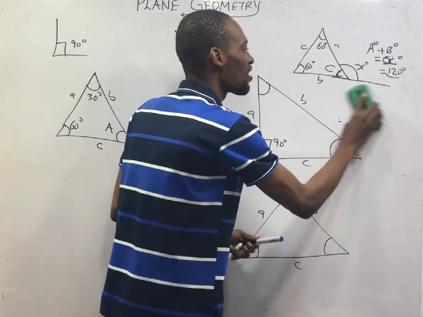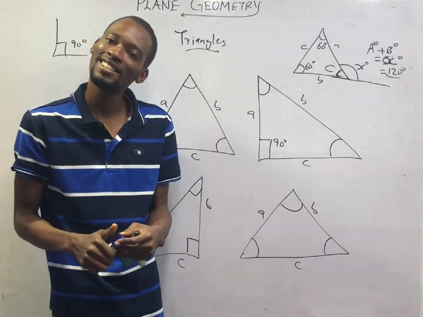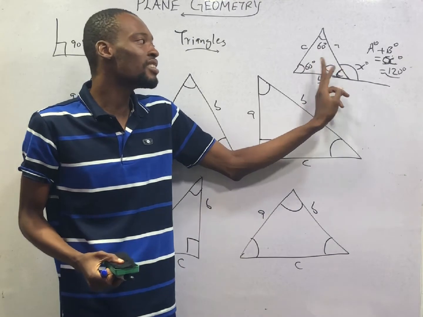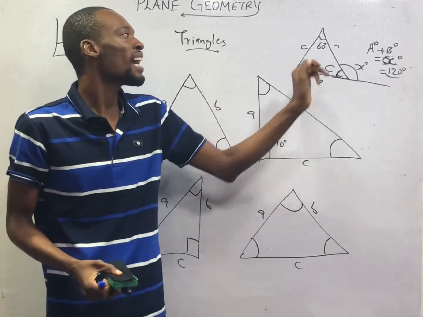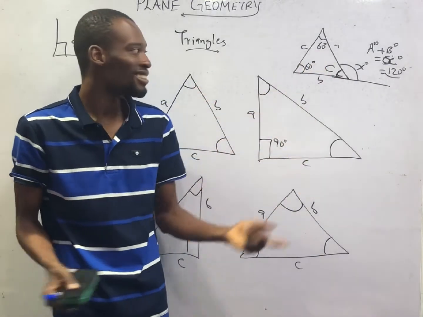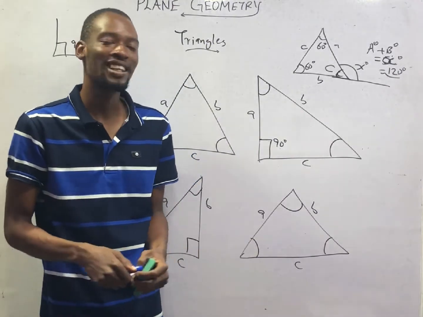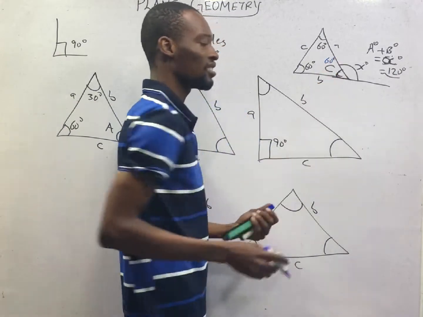We also know that the sum of angles in a triangle is 180 degrees, which means 60 degrees plus 60 degrees plus C, everything will give us 180 degrees. And we have 60 degrees and 60 degrees. That is 120 degrees. What is left? We need another 60 degrees to form 180 degrees. That means here is also 60 degrees.